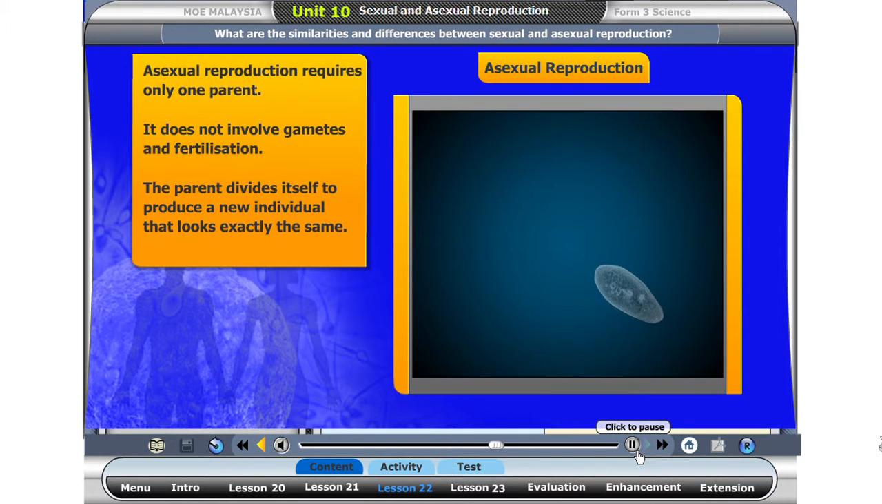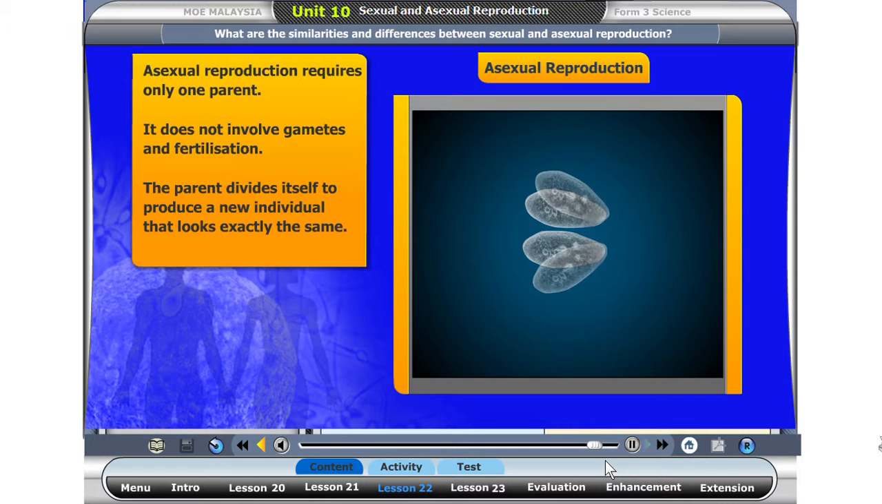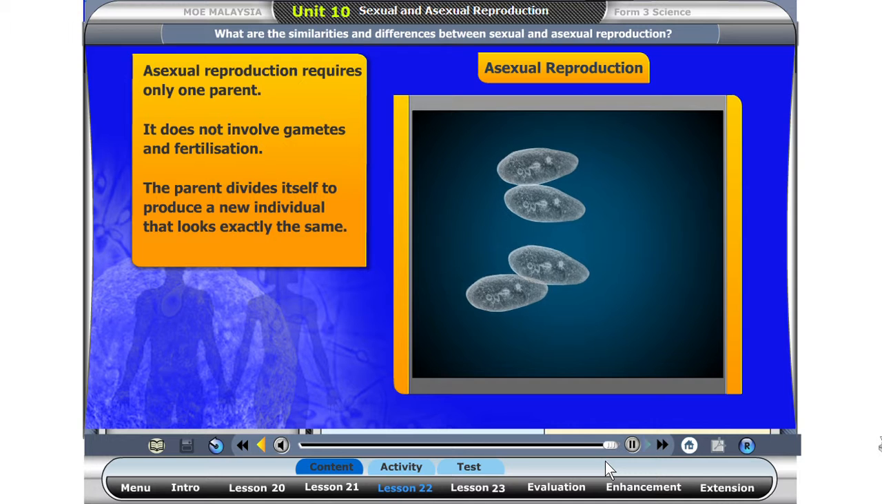The paramecium reproduces asexually. In asexual reproduction, there is only one parent. It does not involve the fusion of male and female gametes. Therefore, fertilization does not occur. The parent divides by itself. As a result, a new individual is produced. Look at the new individuals. Each one looks exactly the same as its parent.